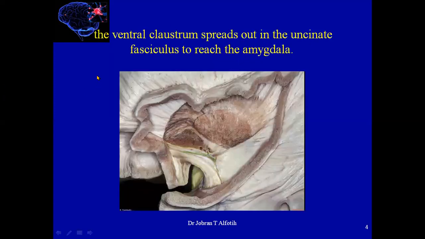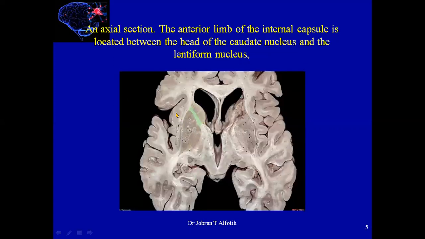We are starting firstly with the ventral claustrum, spread out in the uncinate fasciculus to reach the amygdala here. Here is an axial section. We have the anterior limb of the internal capsule, located between the head of the caudate nucleus and the lentiform nucleus.